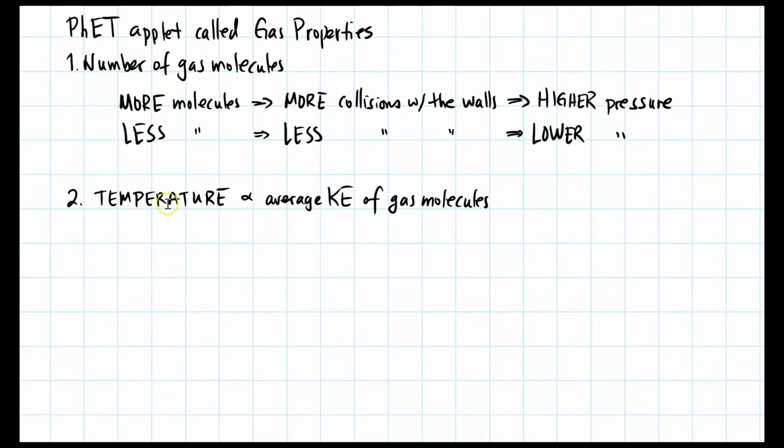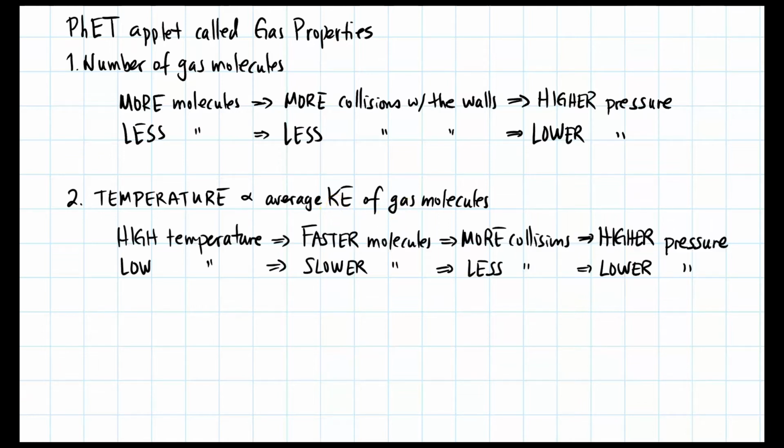Number 2, temperature. Temperature is the average kinetic energy of the gas molecules. So if I have a high temperature, I have faster moving molecules. But faster moving molecules means that I have more collisions with the walls of the container. Therefore, I get a higher pressure. If I have a low temperature, then I have slower moving molecules. But if I have slower moving molecules, I have less collisions, and therefore the pressure lowers.